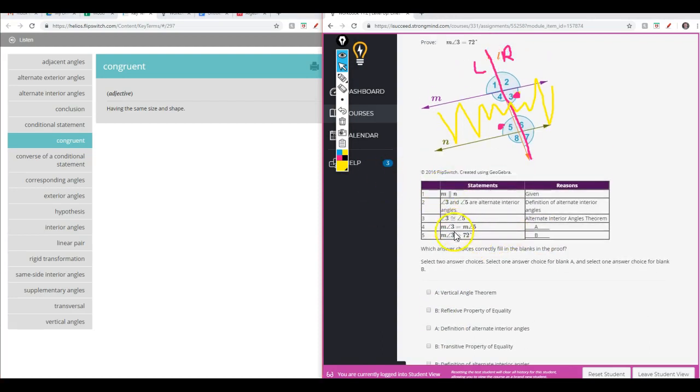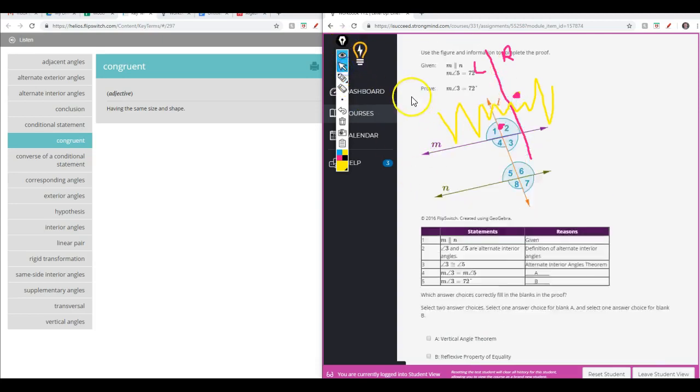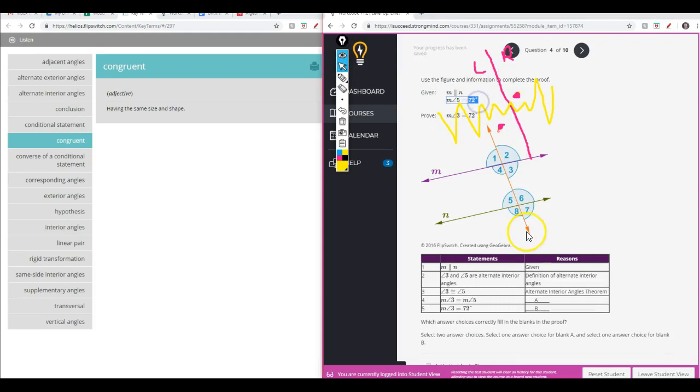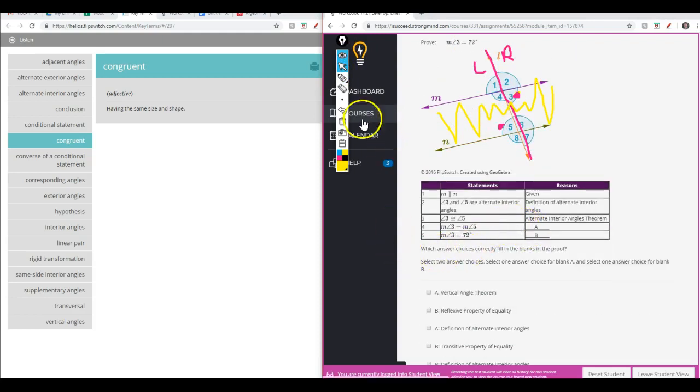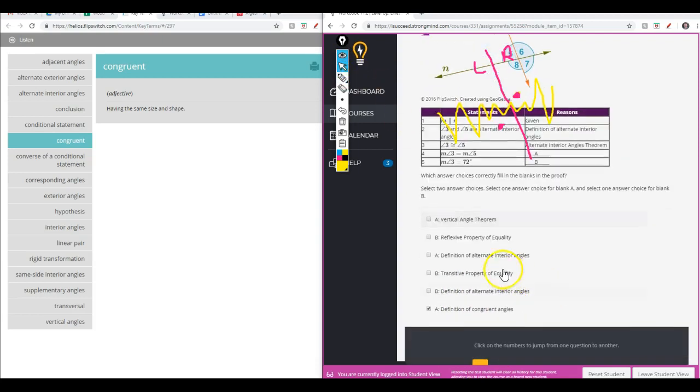So what happened from here to here? We knew that the measure of angle 5 was actually 72 degrees, given in the very beginning right here. And so this is part of one of these reflexive properties or the transitive property of equality. Reflexive property means it's a mirror, so this would be measure of angle 3 equals measure of angle 3.